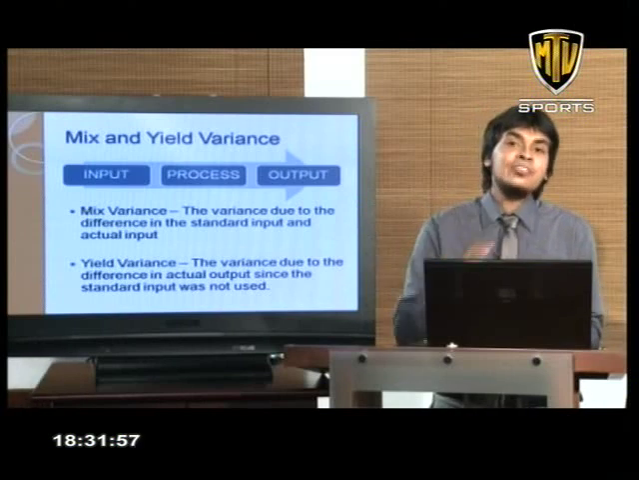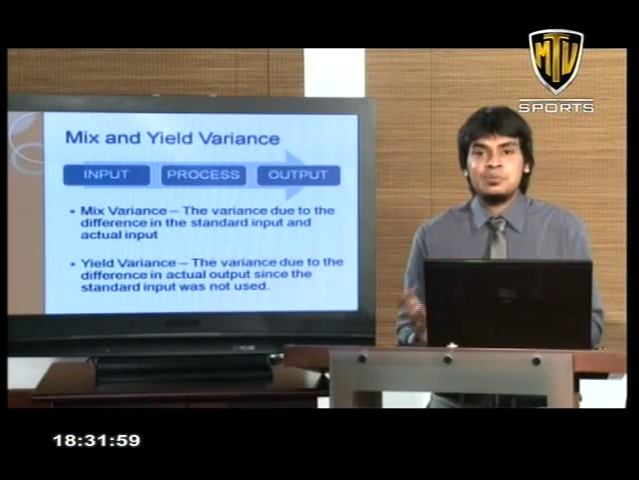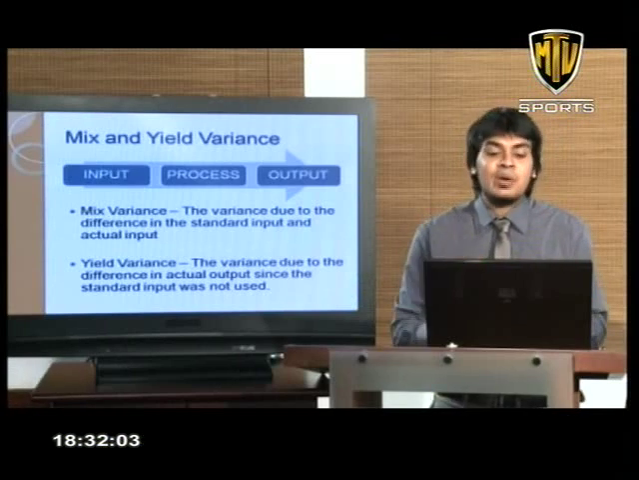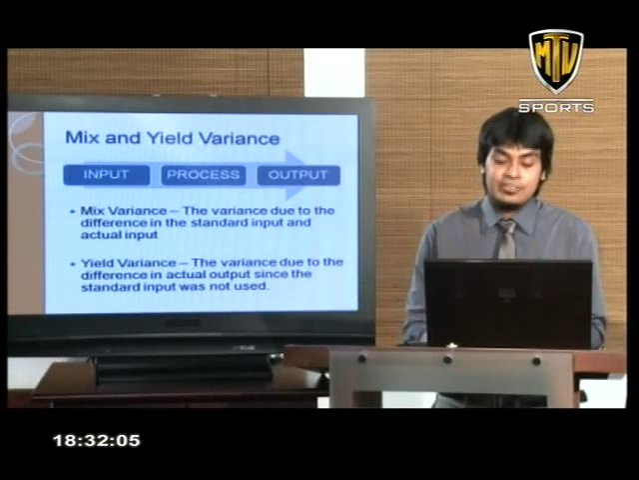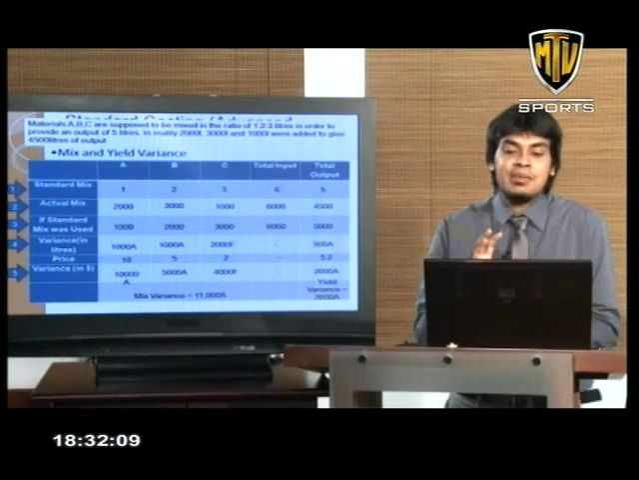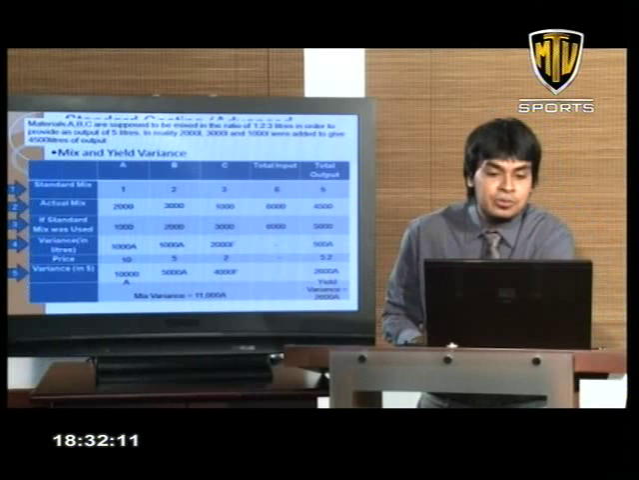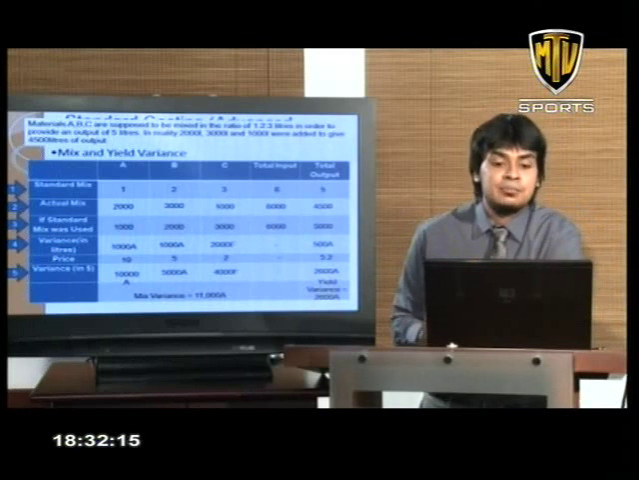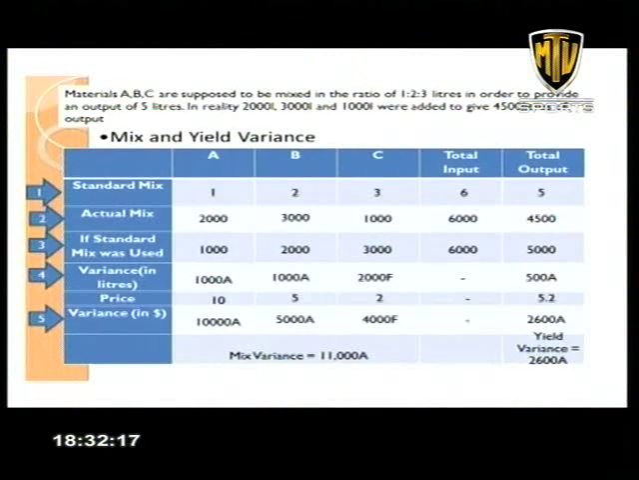So this difference or variance between the actual output and the standard output is what we call a yield variance. The calculation of mix and yield variance can be best explained by the use of a simple example. Let's consider three materials A, B and C, which are supposed to be mixed in the ratio of 1:2:3 liters in order to provide an output of 5 liters.